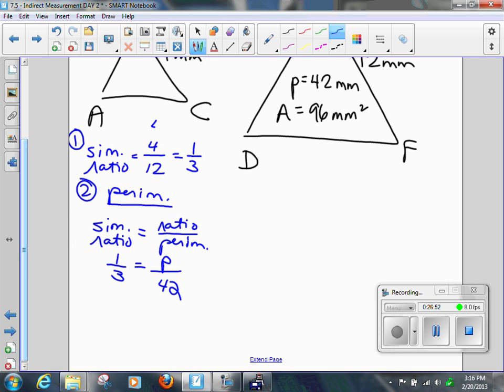Whether you used 4 over 12, now watch what's going to happen, because you guys used 12 over 4, right? All right, watch what's going to happen. 3P is equal to 42. When you divide by 3, or what'd y'all divide by? 4? What do you end up getting? What's 42 divided by 3? 14. 14 what's? Millimeters. Because it's perimeter. When you're dealing with perimeter, it is the same as the similarity ratio. Okay?